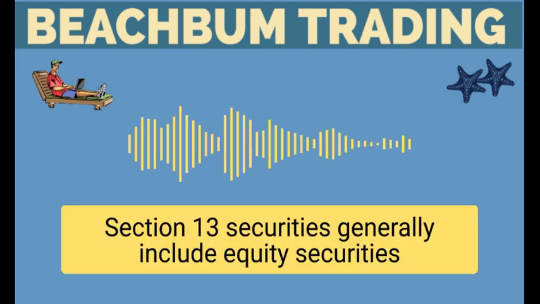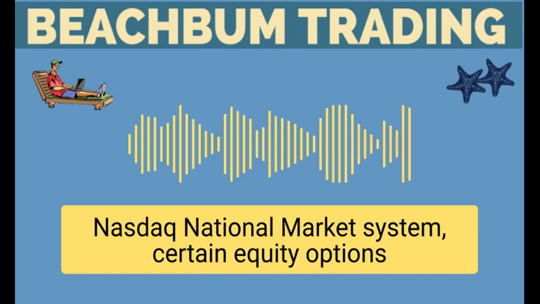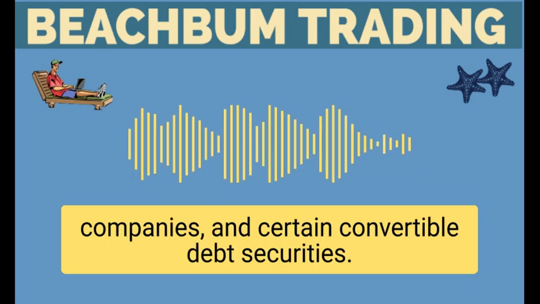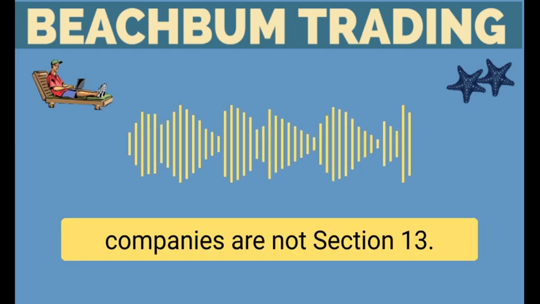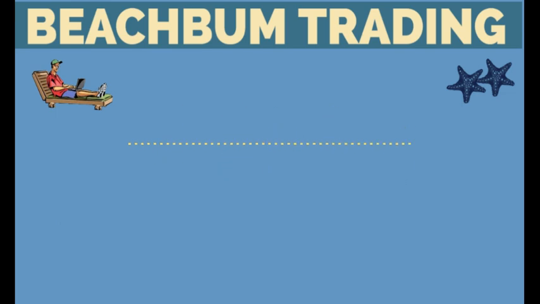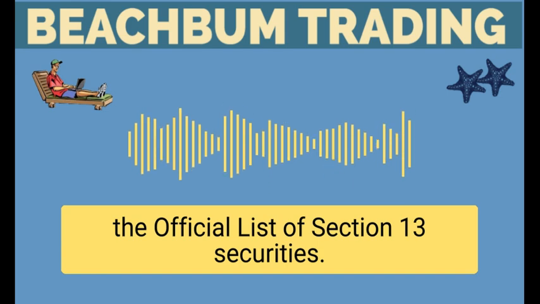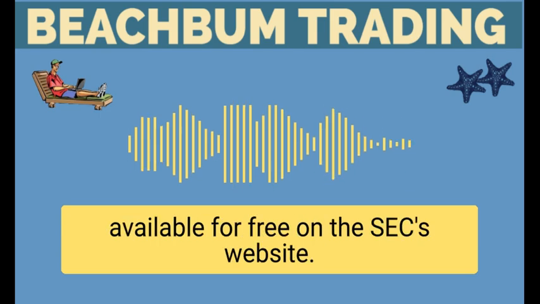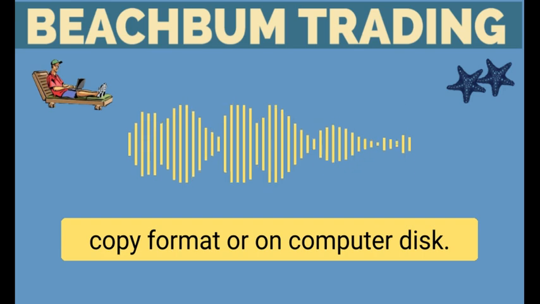Section 13F securities generally include equity securities that trade on an exchange, including the Nasdaq National Market System, certain equity options and warrants, shares of closed-end investment companies, and certain convertible debt securities. The shares of open-end investment companies, i.e., mutual funds, are not Section 13F securities. Section 13F securities can be found on the official list of Section 13F securities. The official list is published quarterly and is available for free on the SEC's website. It is not available in paper copy format or on computer disk.